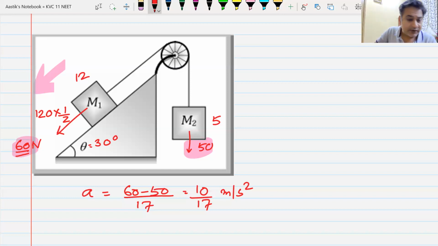And in the next set of problems, what is going to happen is that up till now your string was massless. Now in the problems that are coming up, your string is going to have a mass. Now, if your string is going to have a mass, how does the question look like? So the question looks like this. String with mass.